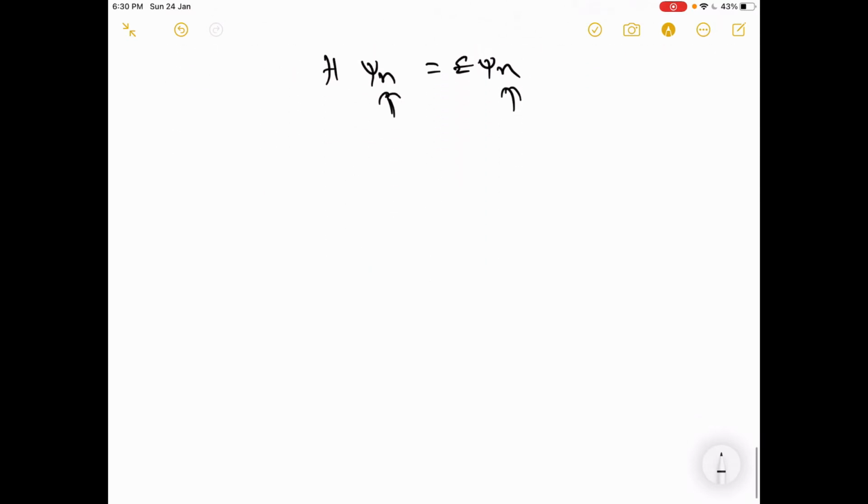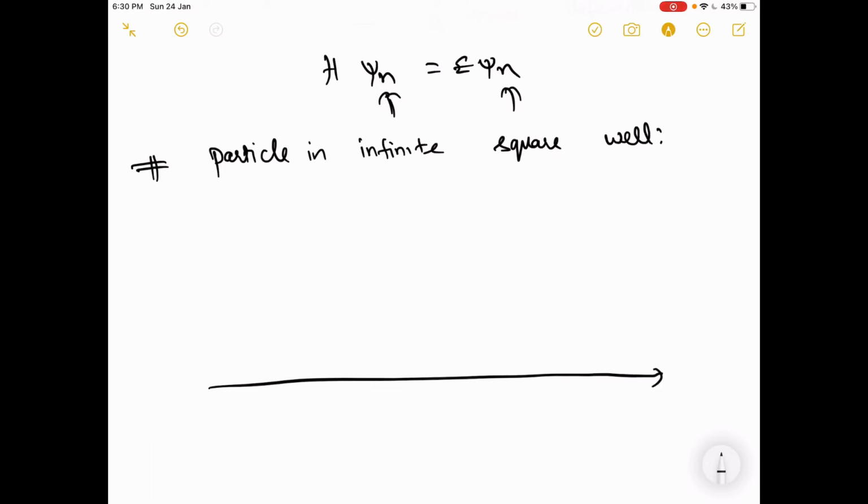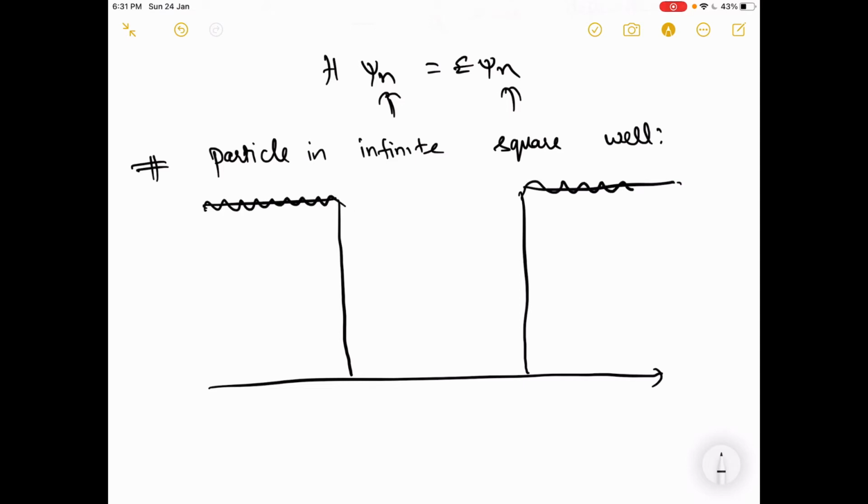So let's go to our first example. One is particle in an infinite square well. So let's assume this situation. We have a particle which lives in this world where we have these infinite potentials. I draw it like this because let's assume this extends to infinity.